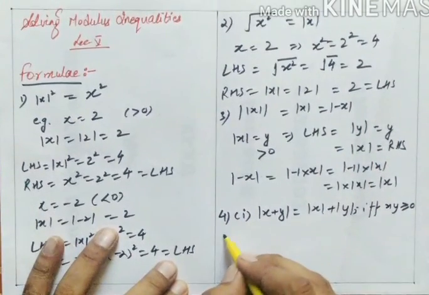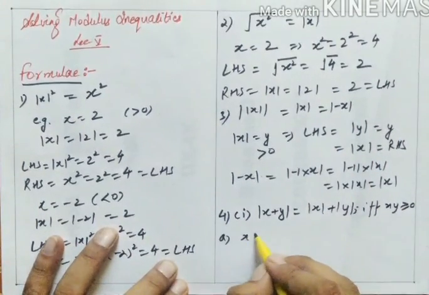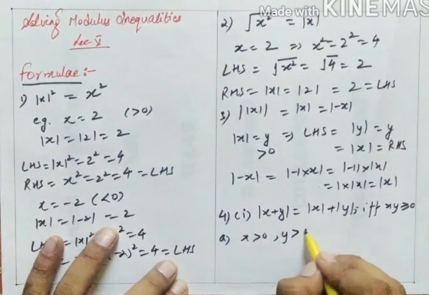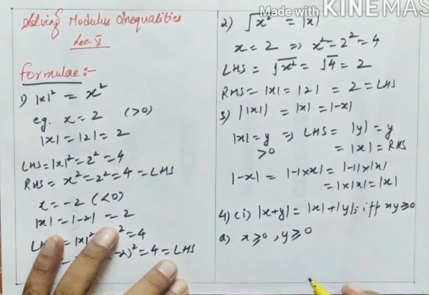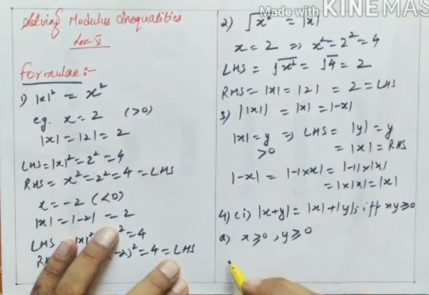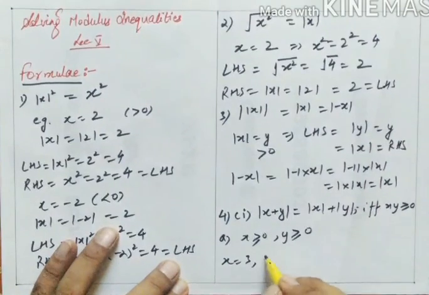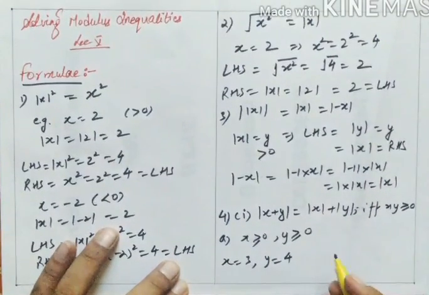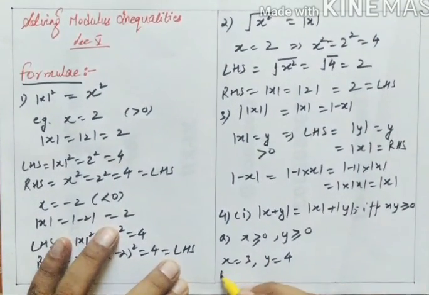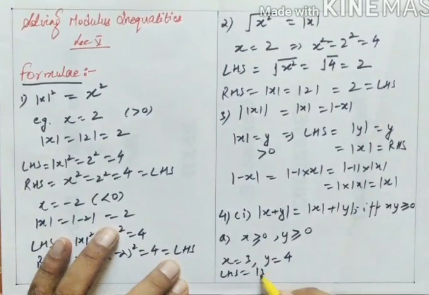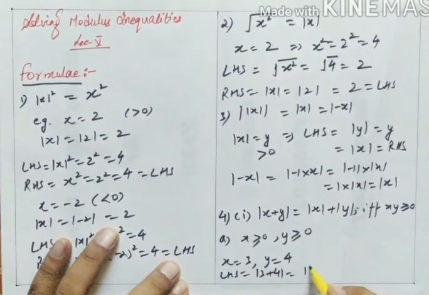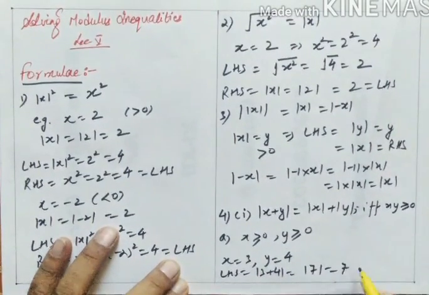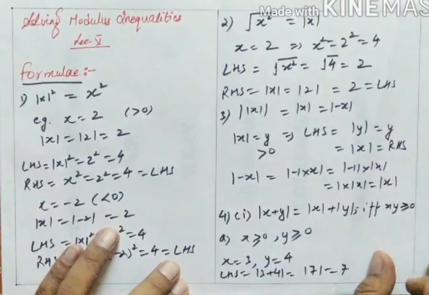Let's see. The first case, in this case, x is greater than 0 and y is also greater than or equal to 0, like this. Let's take x is equal to 3 and y is equal to 4. Let's find out LHS. LHS will be mod of 3 plus 4, that is mod of 7, that is simply 7. Let's see the RHS also.